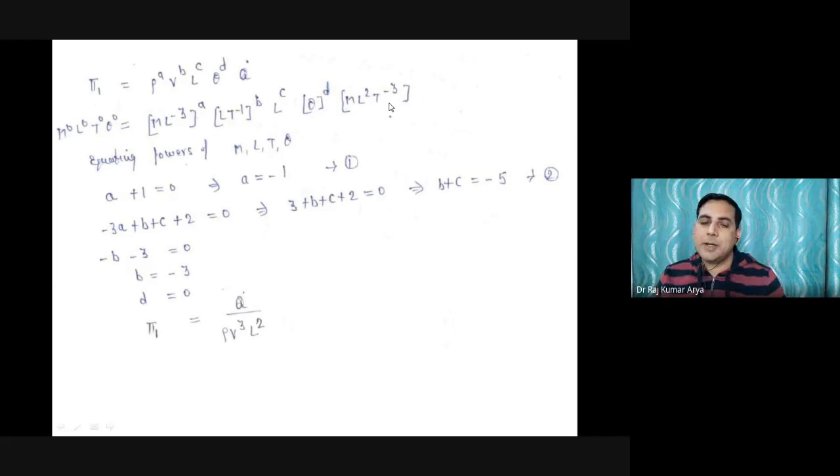Now balance these powers, starting with the power of M. So M is here a, and here is 1. So M is a plus 1. This side the power of M is 0. Equate that, you get a. In the same way you equate the power of L, the power of T, and the power of theta. Based on that, you get your constants a, b and d, and then you can solve it, you will get the constant c also. Is this fine?